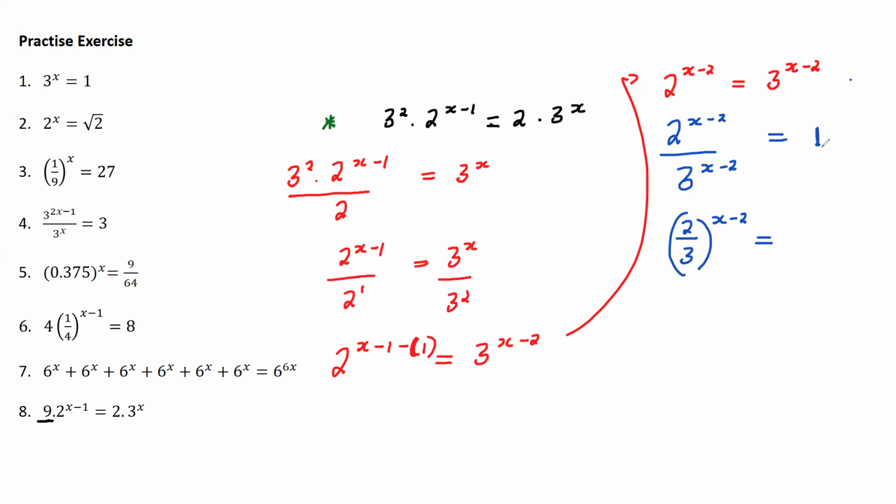Then change 1, because 1 can be changed to anything. So now I've changed 1 to 2 over 3, because I've got a base of 2 over 3 also here, to the power of 0. Then x minus 2 is 0 after dropping the powers. So eventually, the value of x is 2.